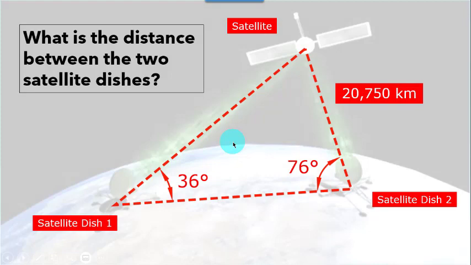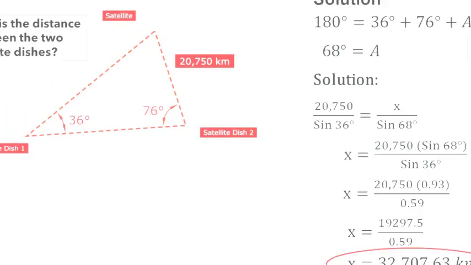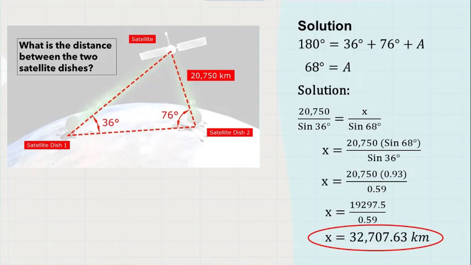During the introduction of our lesson, I posted a real-life problem. Here is the solution to that using what we have learned about our lesson today. This is the solution. The distance between the two satellite dishes is 32,707.63 kilometers. So that's it for our lesson for today.